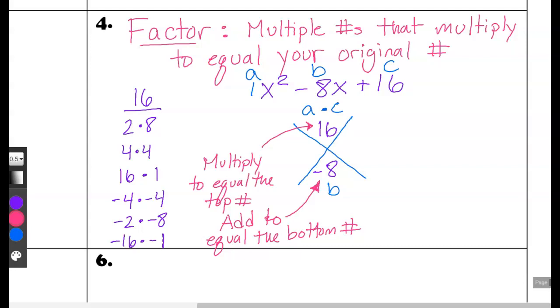Negative 4 and negative 4. Yes, Liz? Wait, so they have to multiply to be factors of 1 and 16? Or just 16. Just 16. 1 times 16, and you perform that operation. 1 times 16 is 16. And also add to be negative 8. Yes. So, negative 4 times negative 4 is the top number 16, and negative 4 plus negative 4 is the bottom number, negative 8. So these are the numbers we put on the sides of our x.